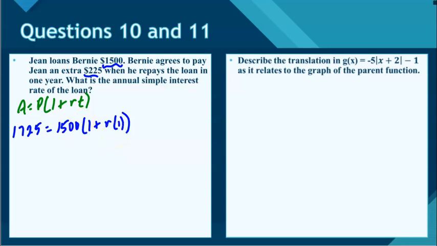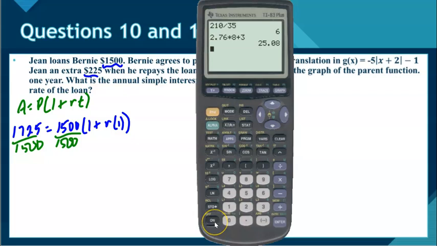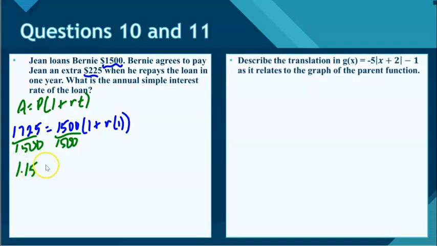So let's get the parentheses by itself because that has our variable with it. So we're going to divide this by 1,500. Now if we grab our calculator again, we'll do 1,725 divided by 1,500. That gives us 1.15 equals 1 plus the rate times 1, which is just 1 plus r.